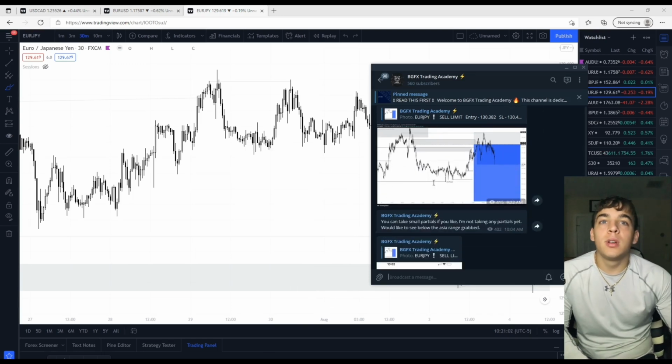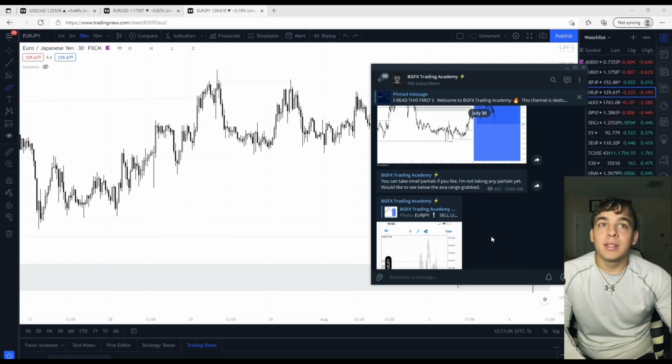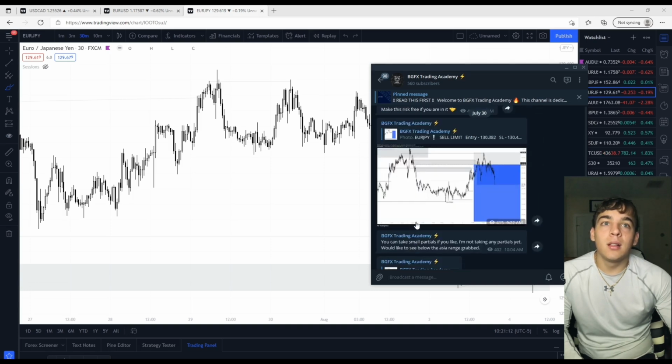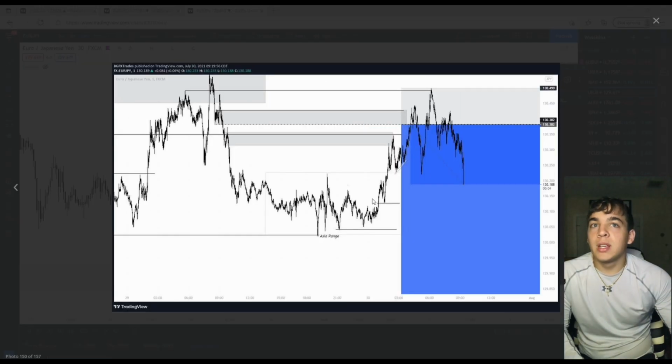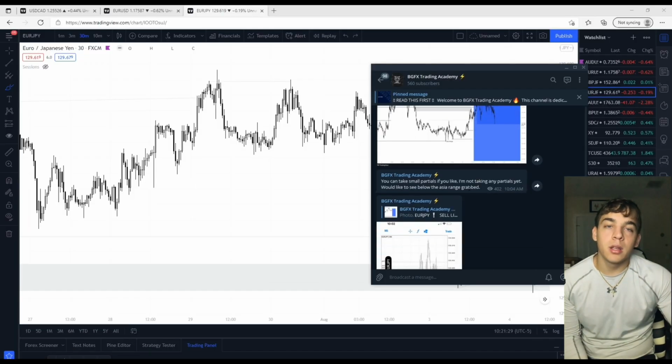Make this risk free if you're in it. You can take small partials, and this was it right here. And then I said I'm not taking any partials yet. I like to see below the Asia range grabbed. Now if we take a look, the Asia range was here. So I wanted to see price break out for London, make a temporary high, and then see that high ran, and then see the melt. But that's actually what happened. We just made consecutive highs, and then we ended up selling off.